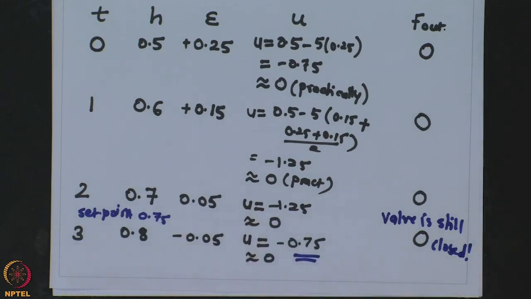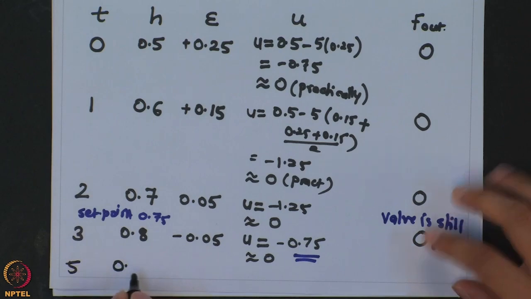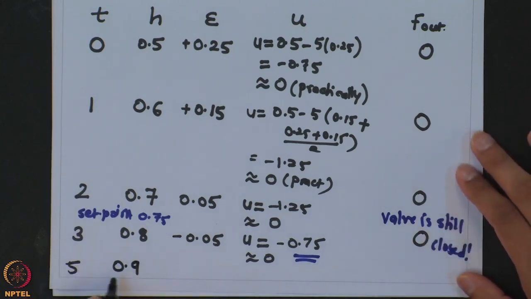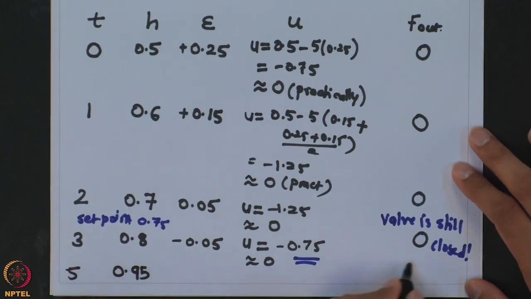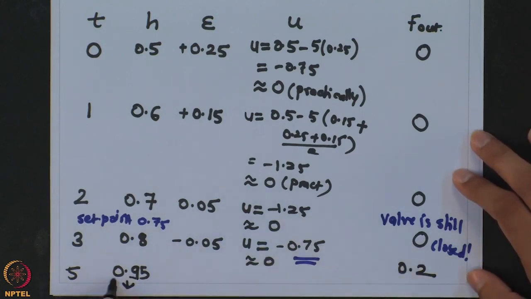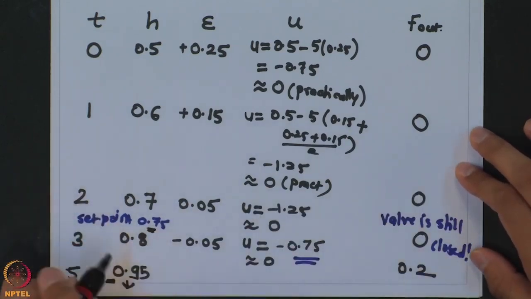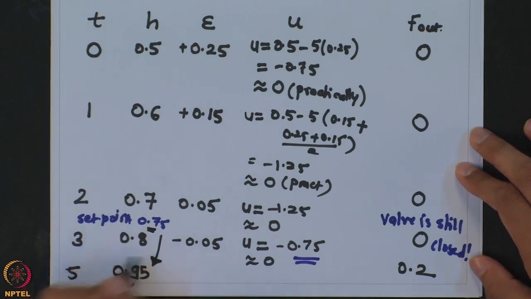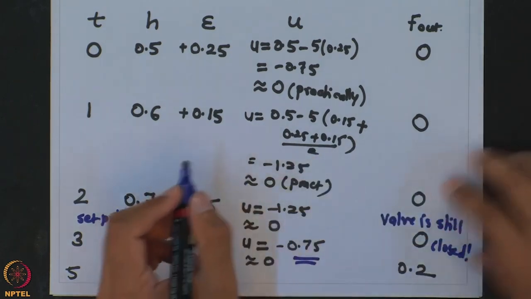If you try to continue with these calculations, what you would see that the level at the end of 5 seconds would reach 0.95, and then will be the time when the outlet flow rate would eventually be 0.2 and the level would start to drop. So the level will reach a value of 95%, so the tank will be almost close to full level even though the set point was 75. So the offset or the overshoot was almost 0.2, and this whole thing is happening because you are penalizing the integral action.